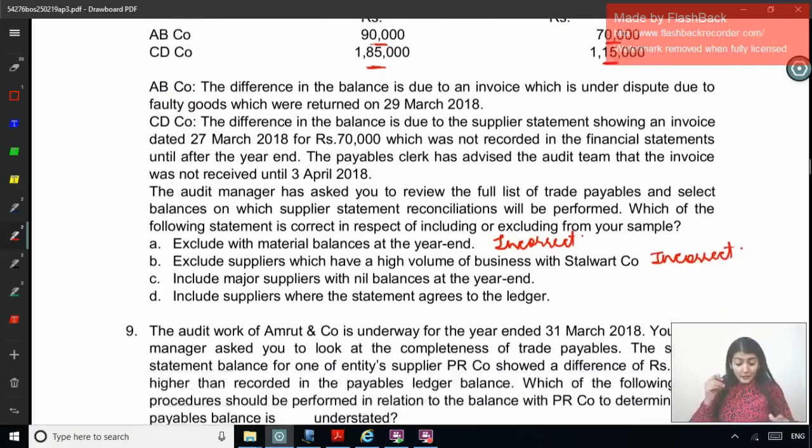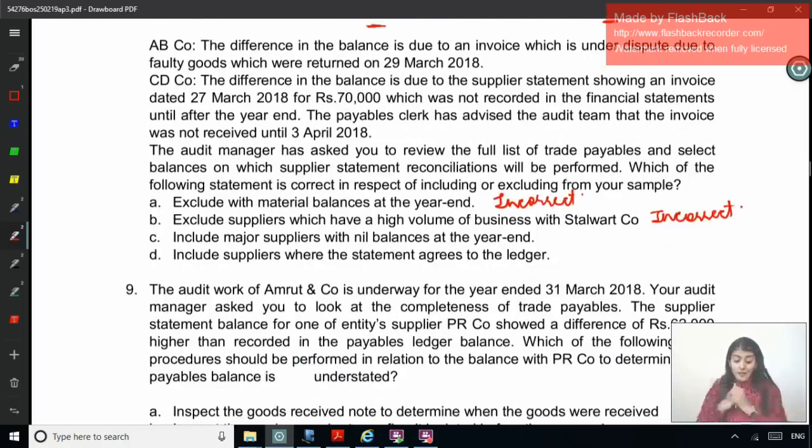Include major suppliers with nil balances at the year end. Though the balance at the year end is nil, it says still you include those in your sample, the major suppliers, because big transactions have taken place during the year, amount has been paid during the year, so no balance as on 31st of March, but it says even that you should take it in your sample. So this seems to be correct, but first let me read D.